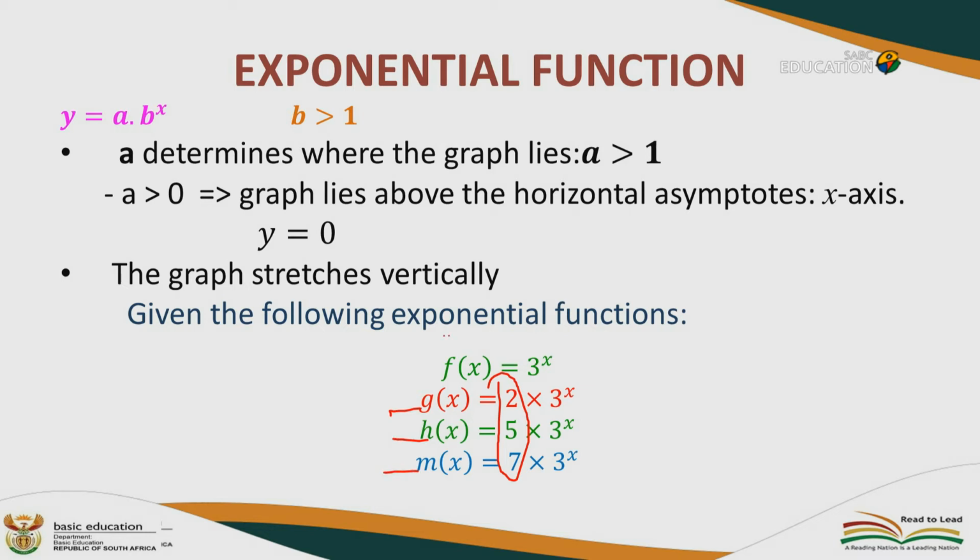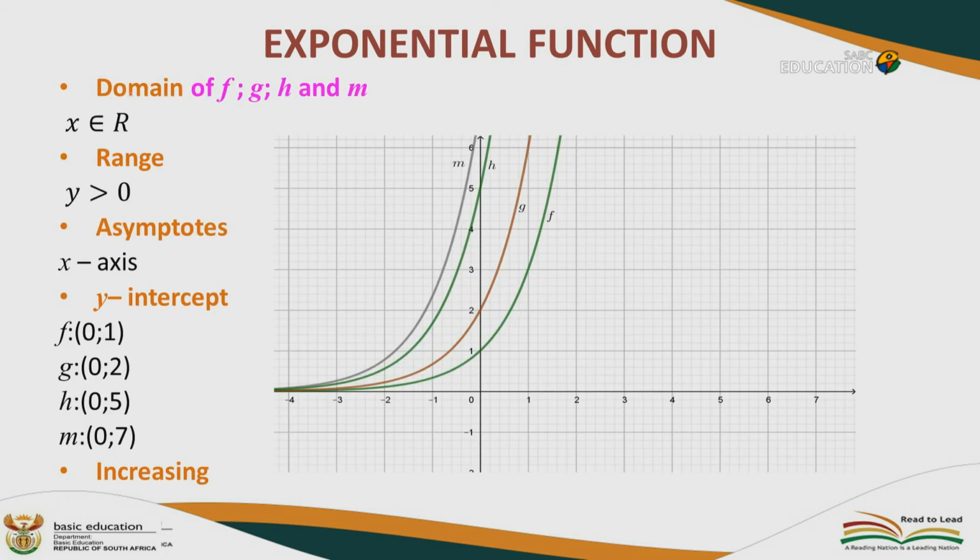We still remember those characteristics of that graph. The characteristics still hold because they are the ones that tell us how the graph behaves. And the parameter a is the one that will define and tell us how the graph behaves. Remember, we said parameter a is a constant on an equation that defines how the operation will behave. Now we have our a as 2 on g, a as 5 on h, a as 7 on m. Now there are our three graphs.